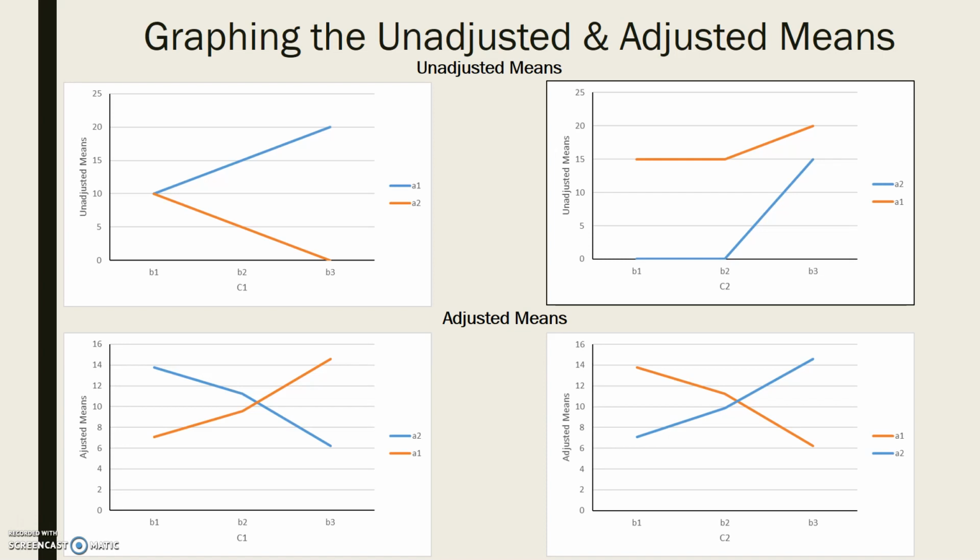But if we use the adjusted means down below and plot them for the same groups, we're seeing a very different story. We're seeing disordinal interaction. So for example, within the first level of factor C, we're seeing the means for the second level of factor A decrease with levels of factor B. On the other hand, for the second level of factor C, that same group, the second level of factor A, their scores are going up.